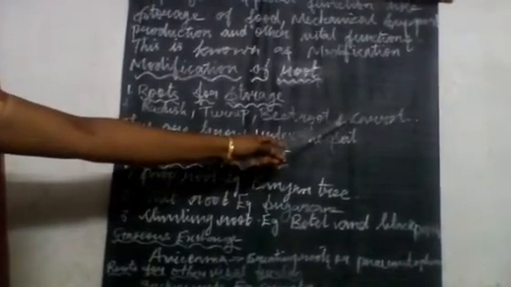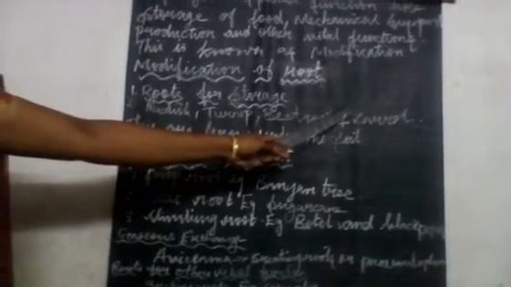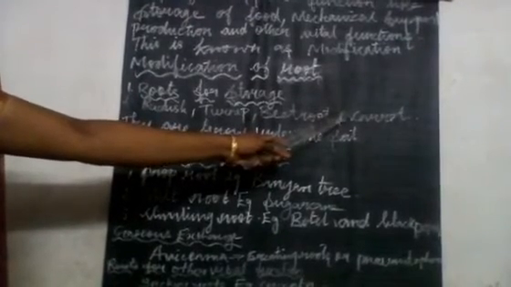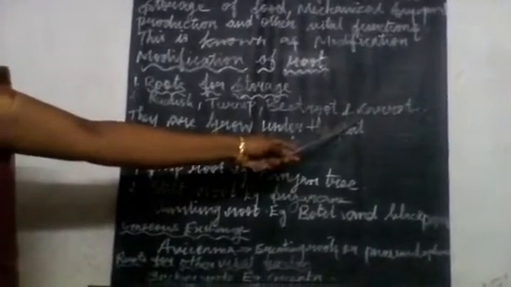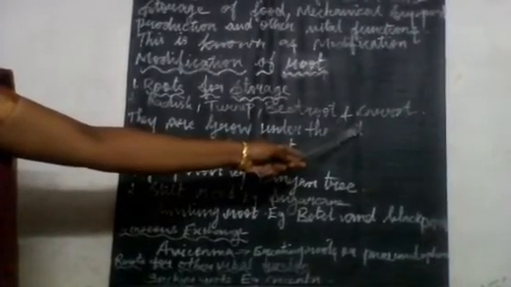Next one is the carrot. The shape is conical, broad at the apex and tapering gradually towards the base, and such modified roots are called conical-shaped roots. Example, carrot.